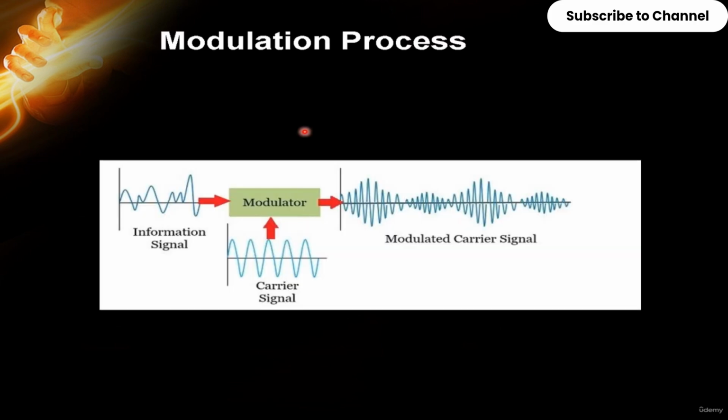So how does the modulation process happen? In a modulator, the information signal is carried with the help of a carrier signal. The carrier signal doesn't have any information, it just carries your information signal, and finally the outcome is the modulated carrier signal. So this is the process of modulation, quite interesting, right?